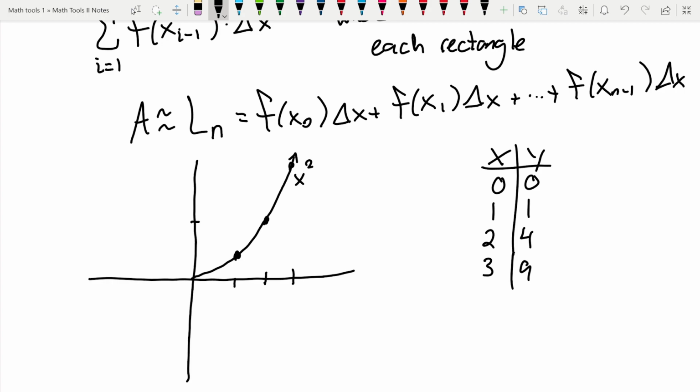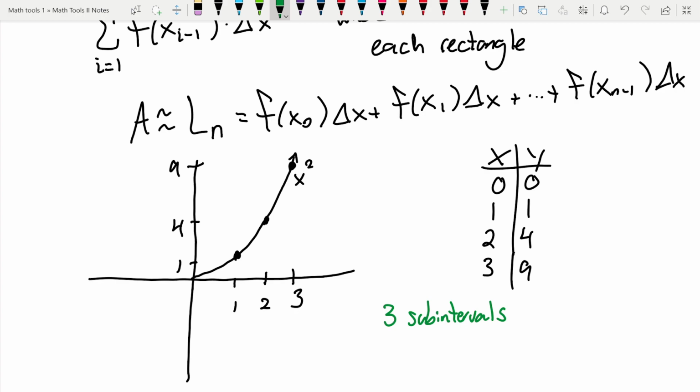Okay, so we'll say, what's that, right? So we'll say that's 9, that's 4, that's 1, that's 1, that's 2, that's 3. Okay, so for the left endpoint approximation here, if we divide this into 3 subintervals, because that would be convenient, right? Because that would just be between 0 and 1, between 1 and 2, and between 2 and 3. Right, so we do 3 subintervals.